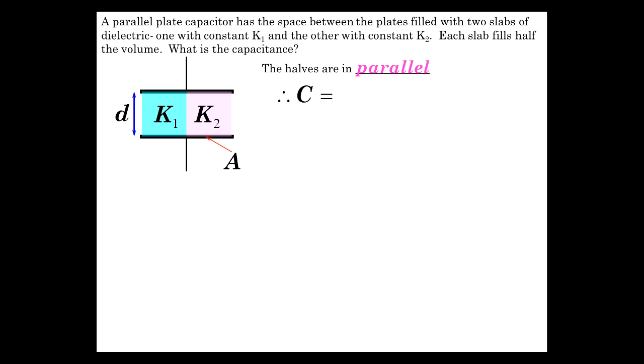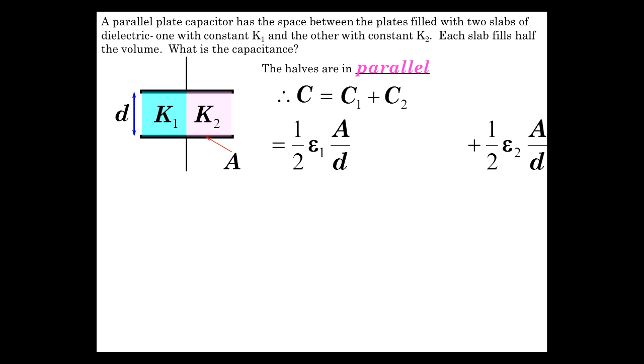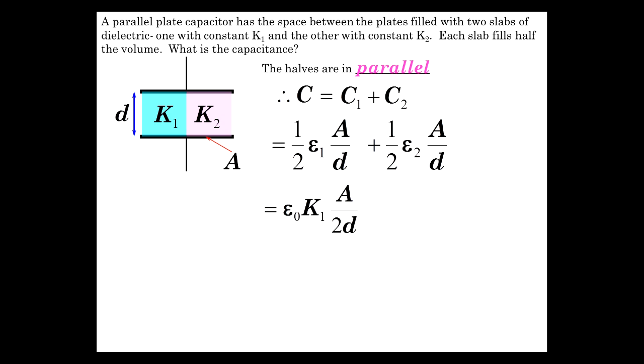Then, the entire capacitance is just the addition of the 2 halves, which is 1/2. Now why 1/2? Because the area is 1/2 for each one. So 1/2 epsilon A over D, but epsilon is the epsilon corresponding to the dielectric constant, so we subscript it 1, and the other one is 1/2 epsilon 2 A over D. Now the epsilons are based on the dielectric constant, so we can expand epsilon 1 and 2 to epsilon 0 k. So epsilon 0 k1 A over 2D, plus epsilon 0 k2 A over 2D.